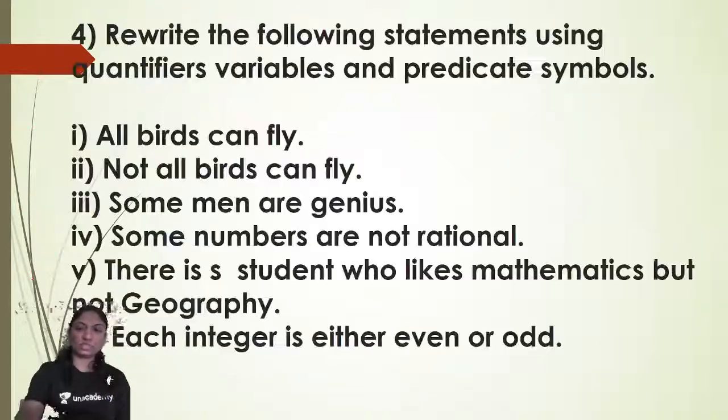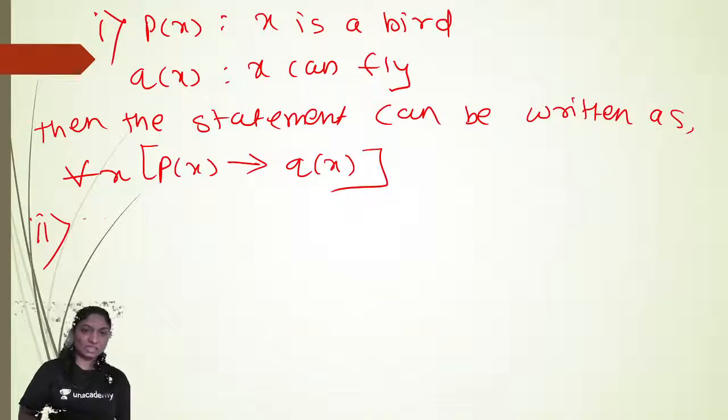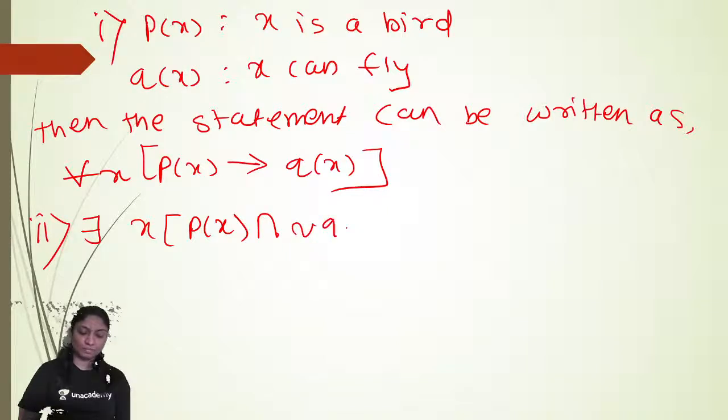Second one. What is our second statement? Not all birds can fly. So it means there exist some birds and they cannot fly. Correct?